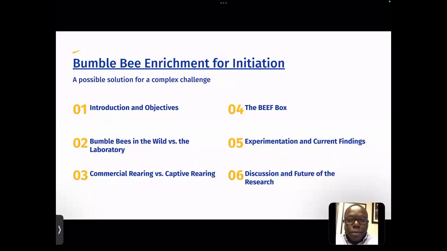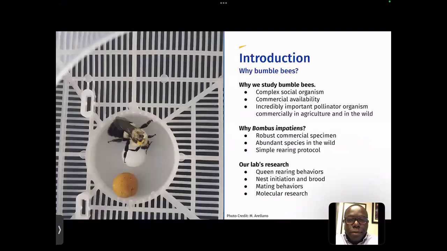So just a couple concepts we're going to go through because this is developing research. I'm going to start with an introduction and objectives, bumblebees in the wild versus the laboratory, commercial rearing versus captive rearing, the bee box, experimentation and current findings, and then finally discussion and the future of the research. So the introduction. Why do we study bumblebees?